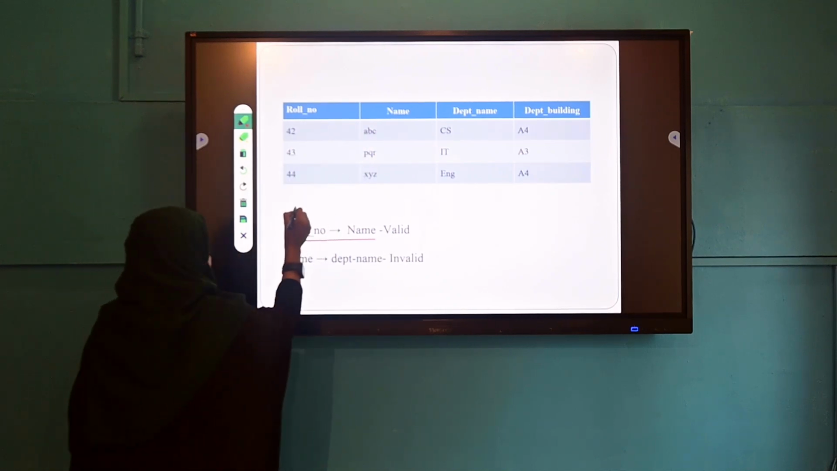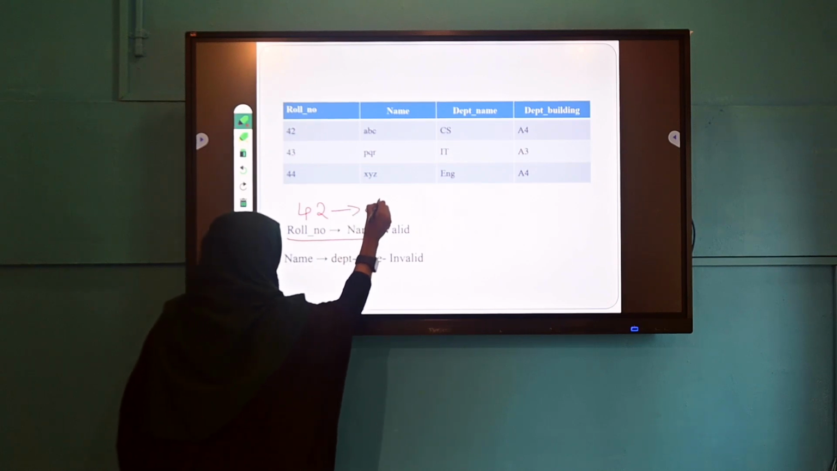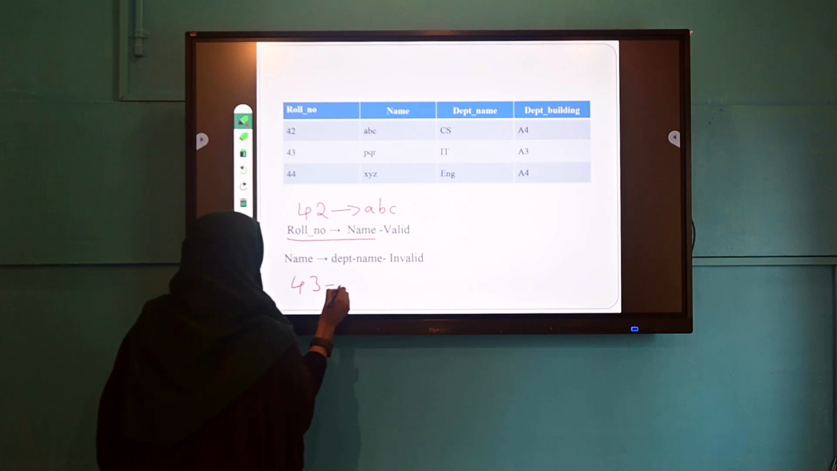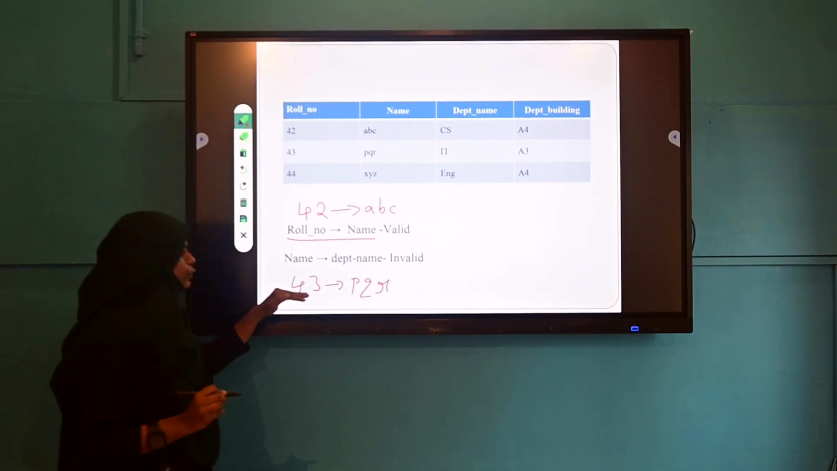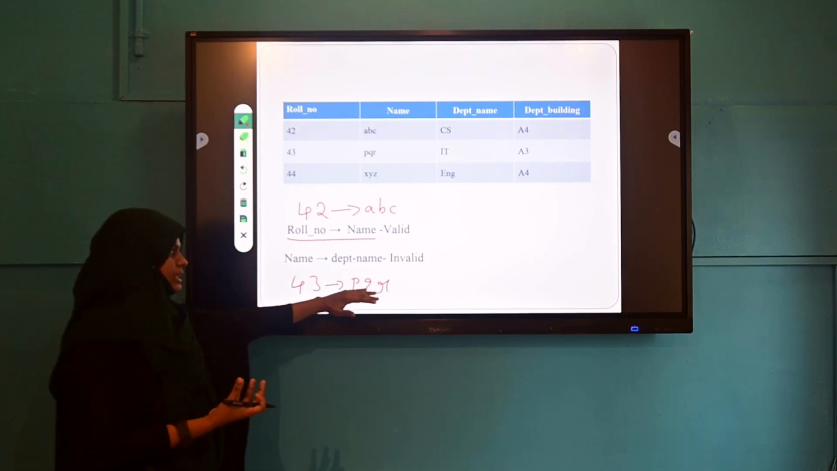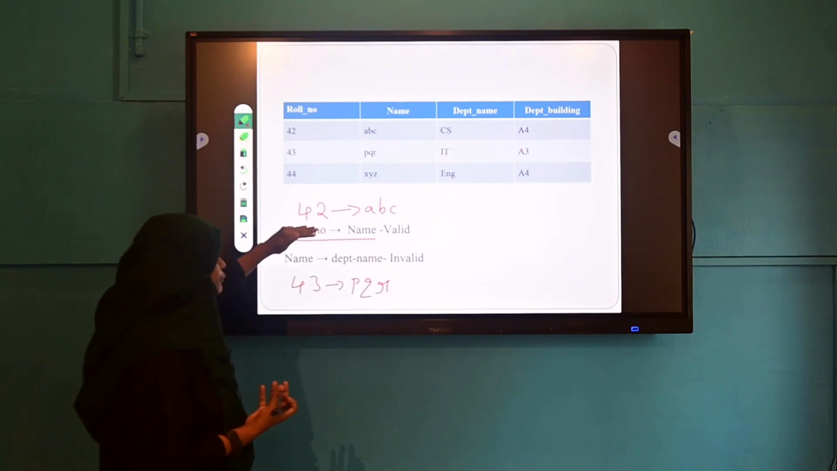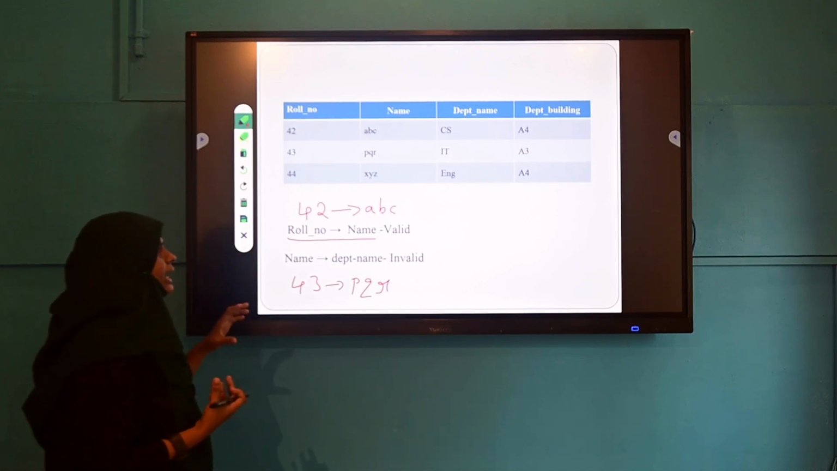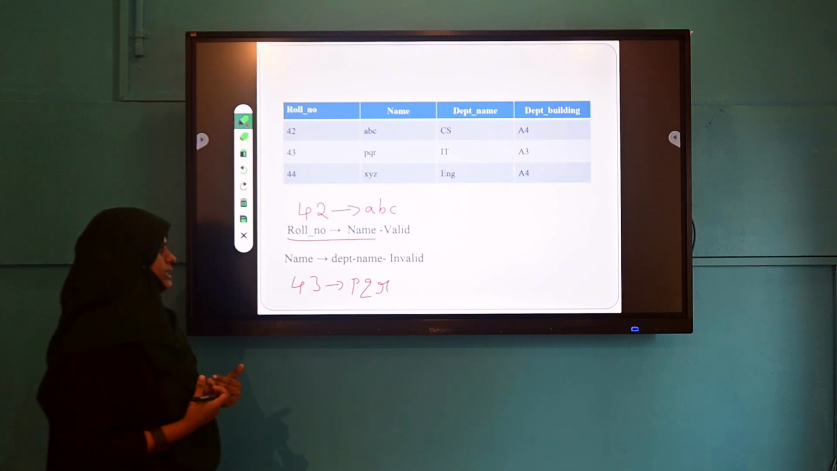Here for 42, we will get ABC, and for 43, we will get PQR. That means here 43 is determinant which determines the value of dependent. Here 43 determines that the name is PQR and 42 determines that the name is ABC, and this is a valid functional dependency. Next we can consider another, invalid dependency.